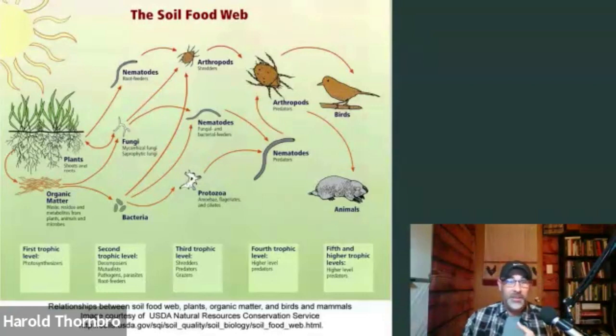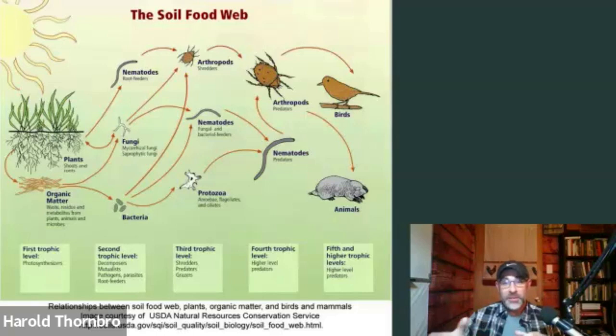You have nematodes, arthropods. You have a couple different kinds there. You have different kinds of bacteria, different kinds of nematodes even, and you have the larger critters. You have your earthworms. You have your little animals and birds, and all this stuff plays a part. It all works together to create a good soil composition and a nutrient dense soil.